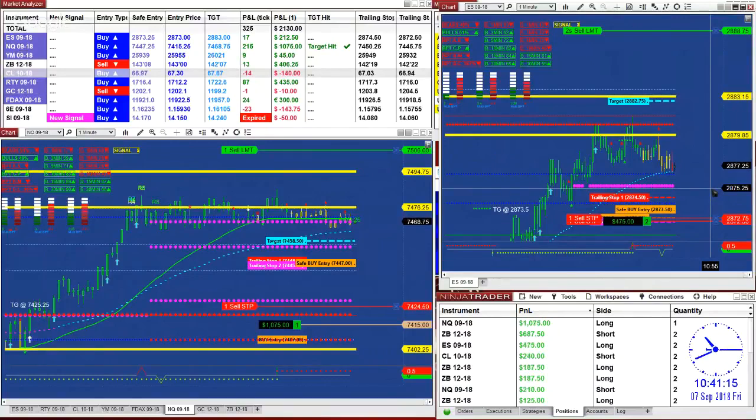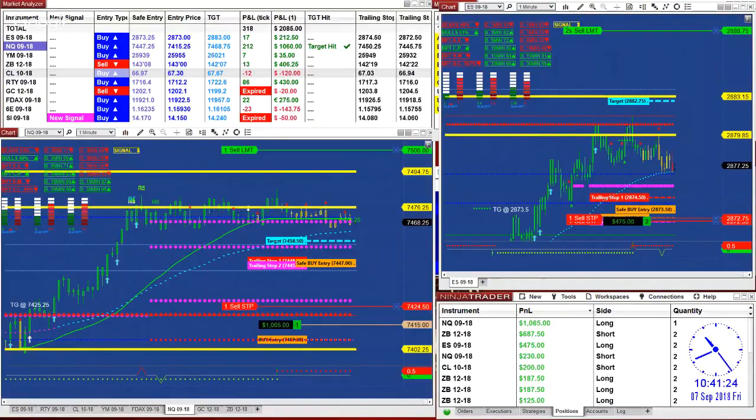So the market died on us. There is not much going on. Let me see. Actually, the only two trades we have at the moment is the ES and the Nasdaq.